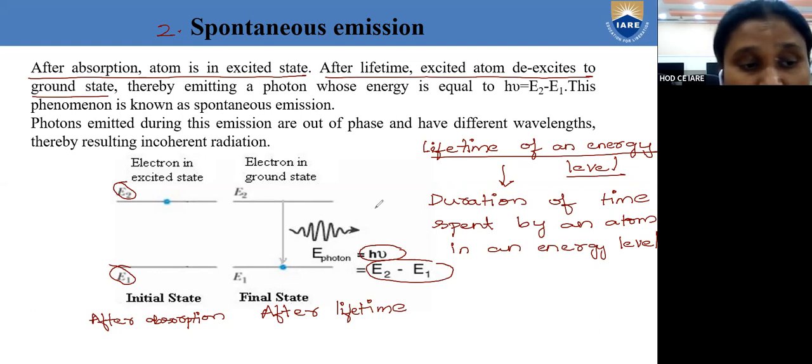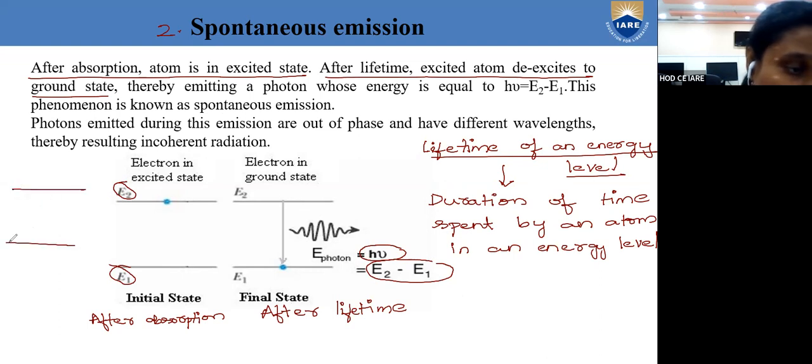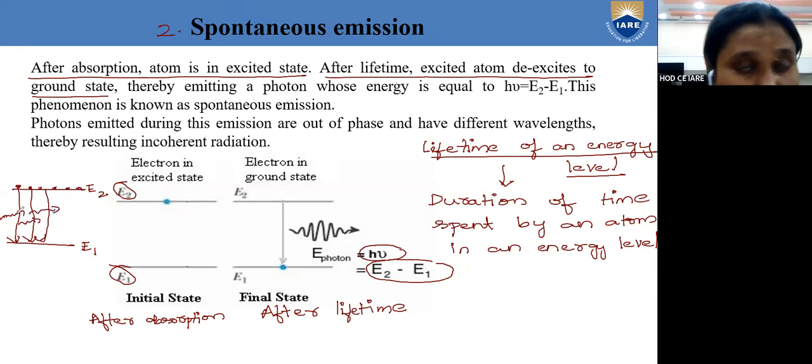One thing you have to understand here is that when one atom comes down, one photon is emitted. Suppose this is E1 and this is E2, and suppose there are some 10 atoms, all excited atoms after absorption. When one atom comes down, one photon is released. When one more atom comes down, one more photon is released, then again one more photon. So for each spontaneous emission we get one photon, and when many atoms come down, we have many photons.